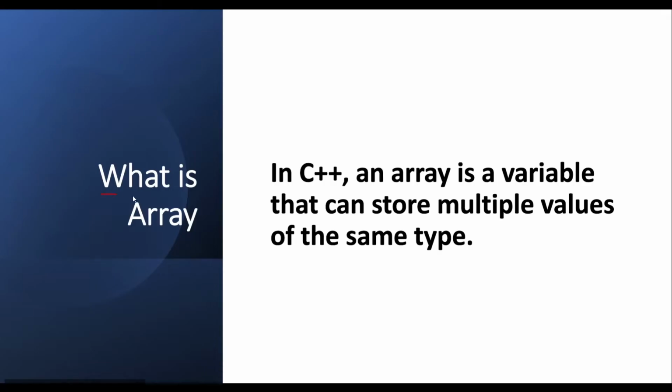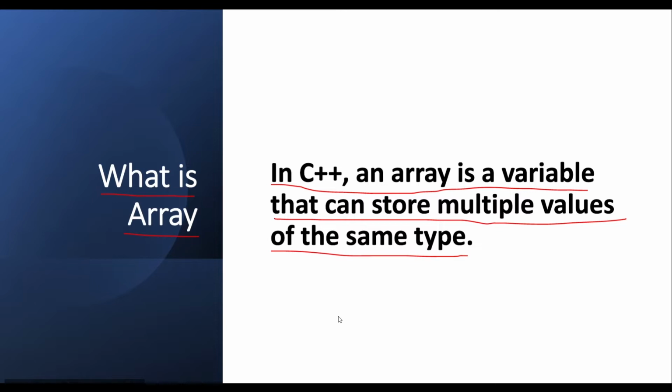First of all, we discuss what an array is. In C++, an array is a variable that can store multiple values of the same type. For example, if you want to store multiple characters in one variable, then you can use an array.